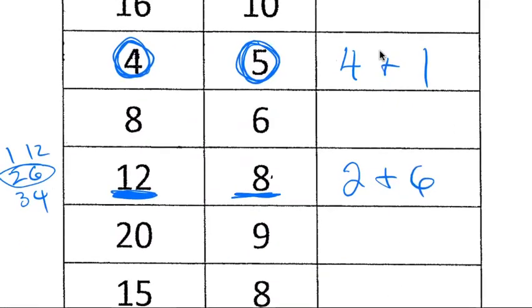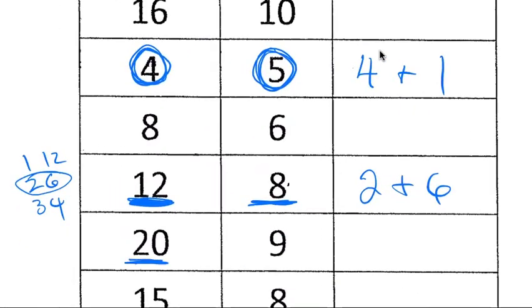Number 20, two numbers that multiply to 20, add together to give 9. Our combinations that are possible for 20 are 1 and 20, 2 and 10, 4 and 5. Well, 4 and 5 is the only combination that adds together to give 9, so it's 4 and 5.